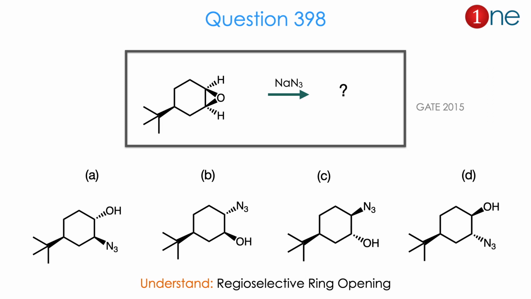So from the question of epoxide reacting with sodium azide, you might realize the question is really about regioselective ring opening. The answer is D. Let us see how.